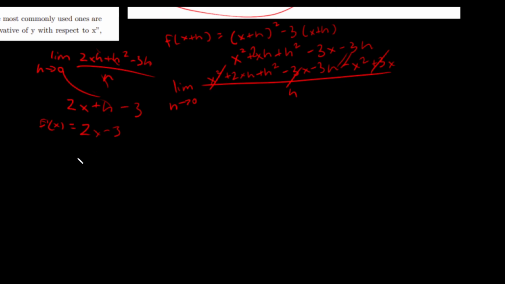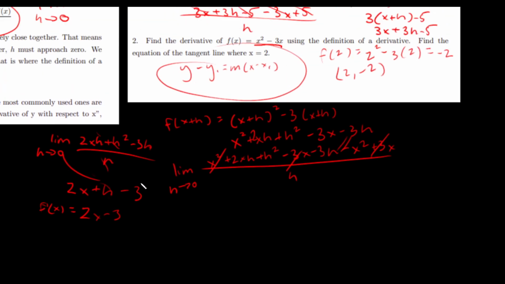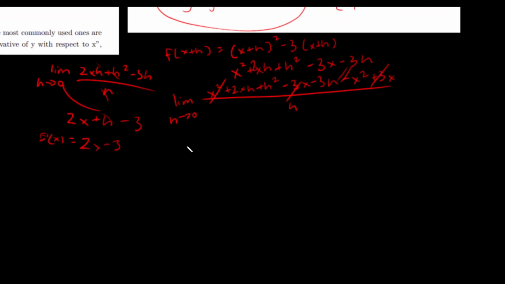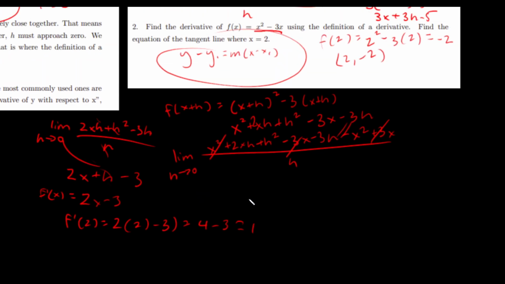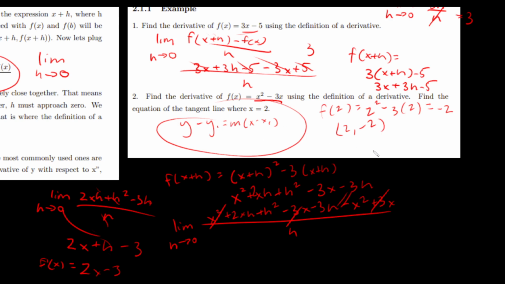The reason why I do that is because we're plugging in x equals 2 later, because we're trying to find the derivative at that one point. F prime of 2 is equal to 2 times 2 minus 3, which is 4 minus 3, which is 1. So then our slope is 1. Y plus 2 is equal to x minus 2.